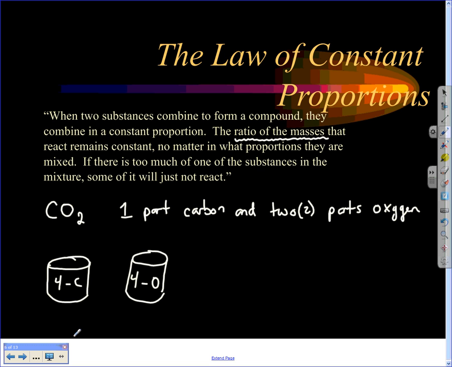But here's the tricky part. For every carbon, so we'll just draw a circle here and we'll call this a carbon atom, you have to have 2 oxygens. I'm going to go ahead and scoot this over. So for every carbon, we have to have 2 oxygens. So here is an oxygen, and we'll attach it. And here is an oxygen, and we'll attach it.